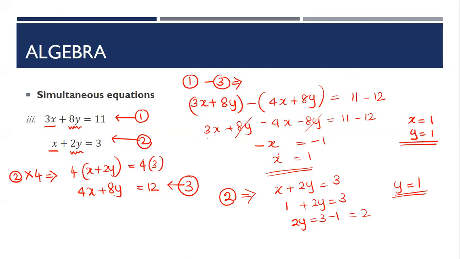Even after you get the answer, you can check whether you have got the correct answers. You can apply these values: 3 into 1 plus 8 into 1. So what is the value? 3 plus 8, and it is 11. So our equation 1 is okay.